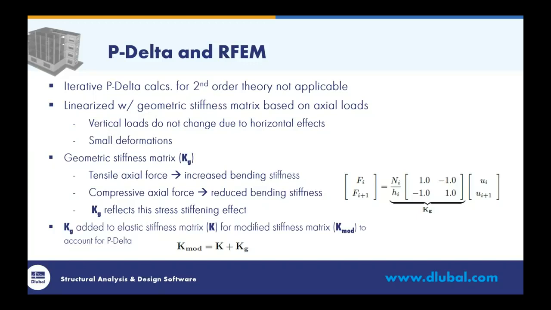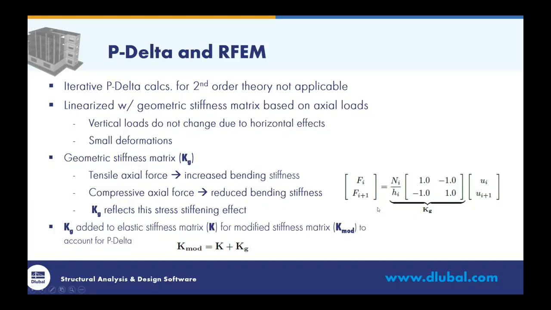When a cable is in tension, then it certainly has an increase in bending stiffness. But when we apply a compression force to a cable element, it's really completely useless. So we have reduced its bending stiffness. And this K sub G reflects this stress stiffening effect.